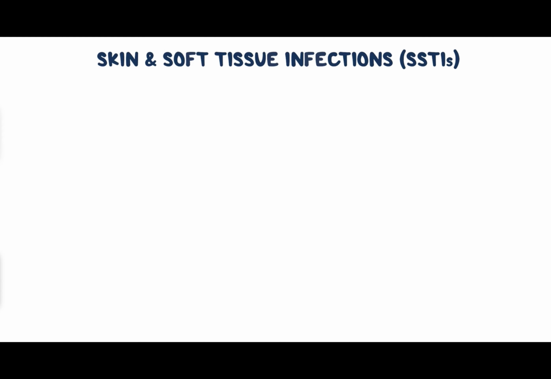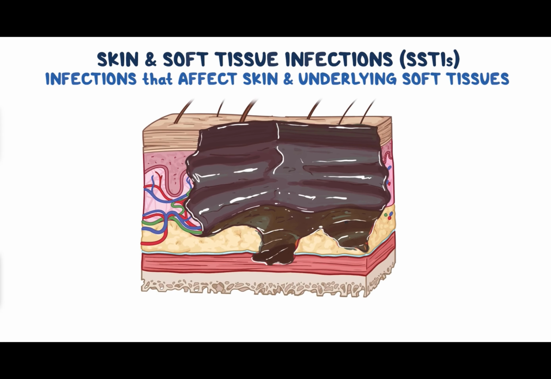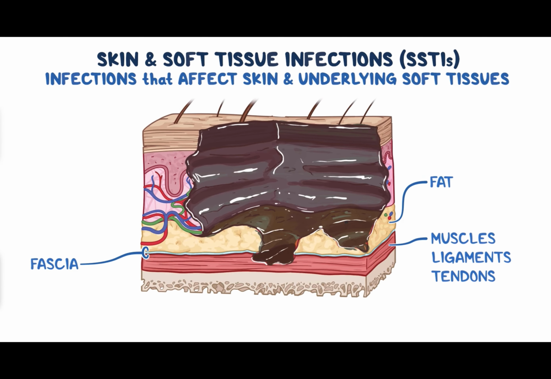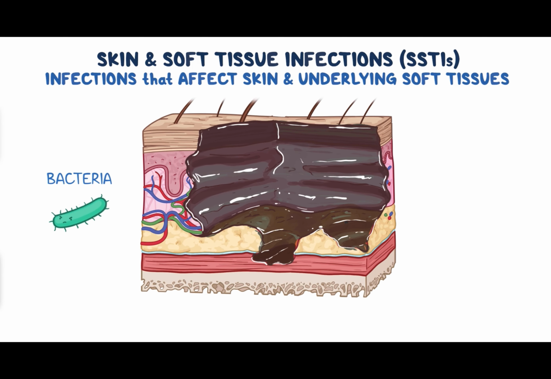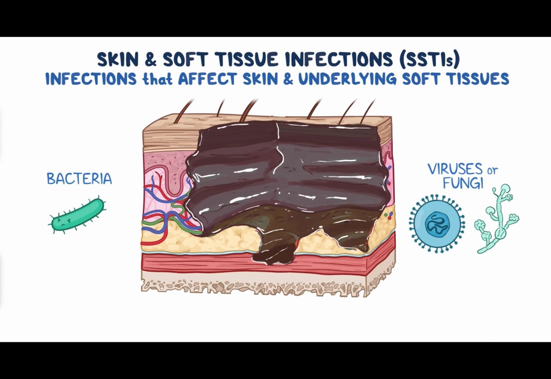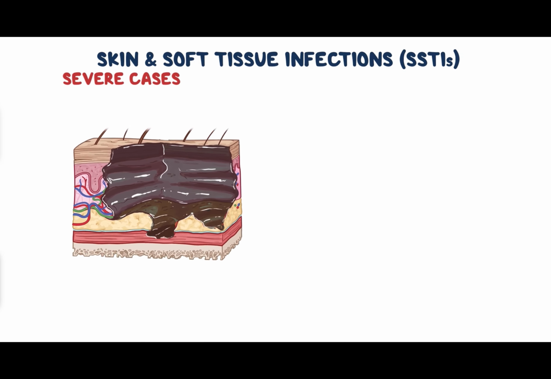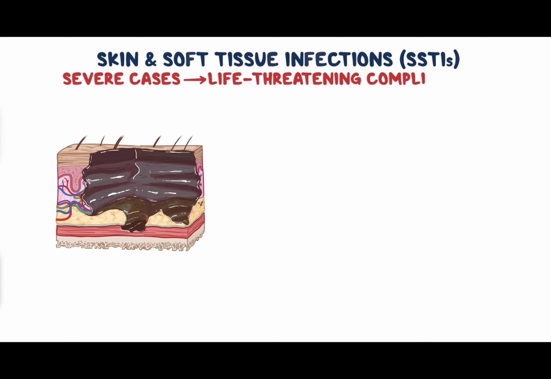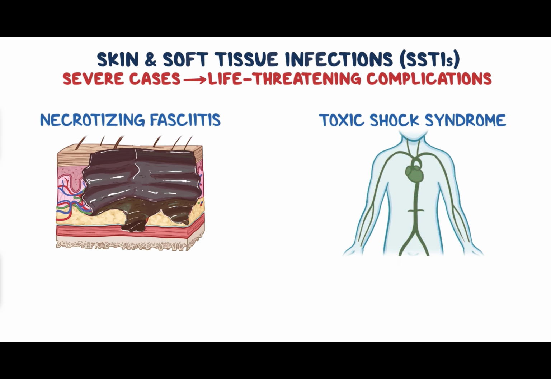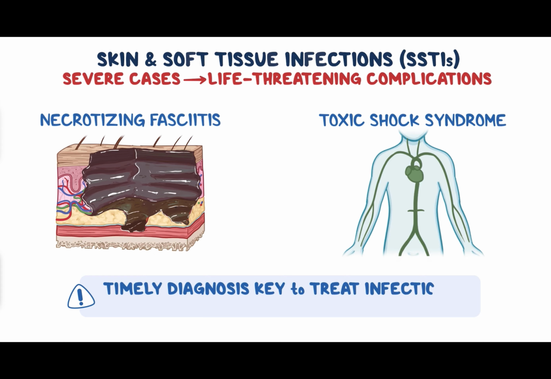Skin and soft tissue infections, or SSTIs for short, are infections that affect the skin and the underlying soft tissues like the fat, fascia, muscles, ligaments, and tendons. They are typically caused by bacteria, but can also occur from viruses or fungi. In severe cases, these infections can cause life-threatening complications like necrotizing fasciitis and toxic shock syndrome that can quickly lead to septic shock. So, timely diagnosis is key to treat these infections promptly to prevent major complications.